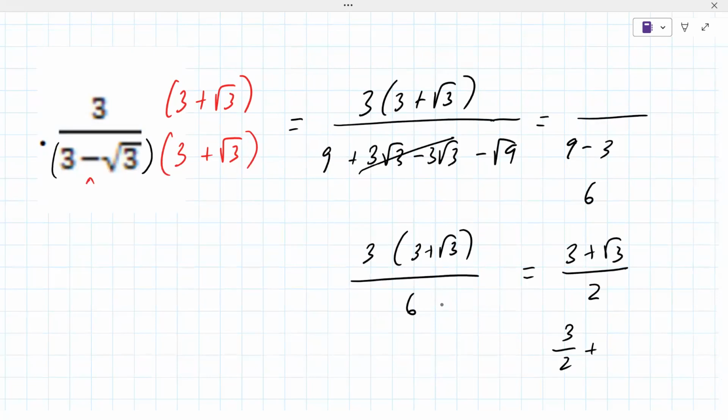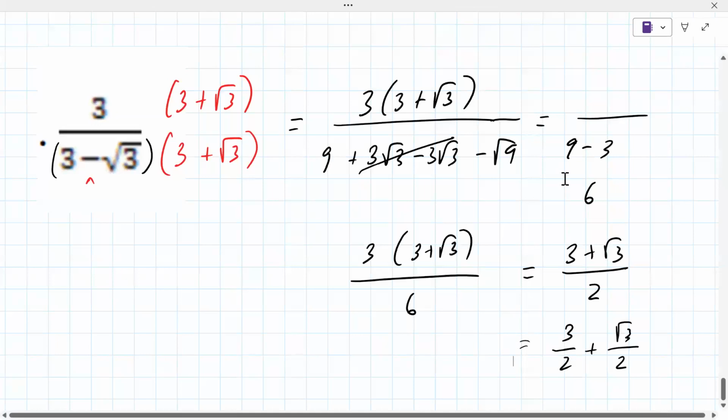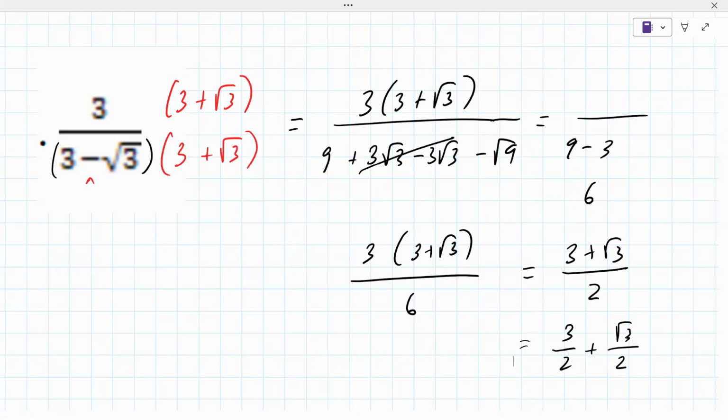And typically they want you to break it apart. That's for you and your instructor to decide. Okay. The bottom always becomes an integer. Always, always, always. So if you don't get an integer, double check.